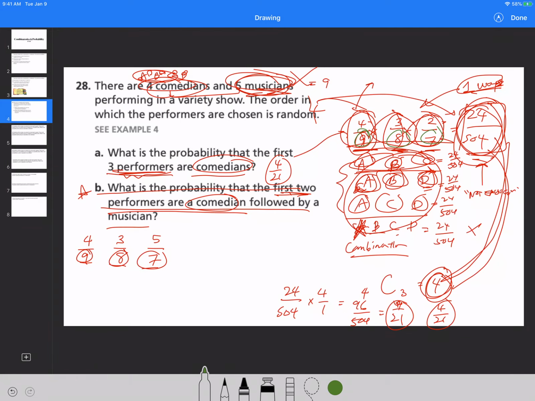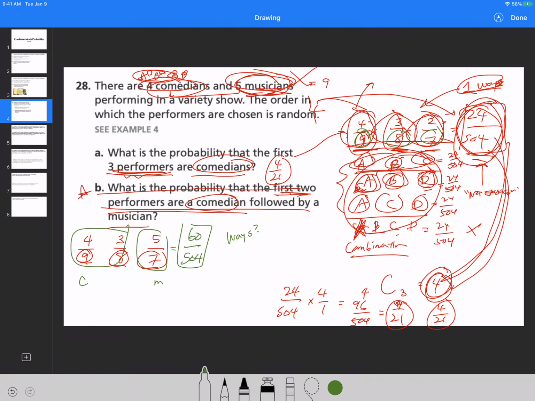You're subtracting 1 each time, and then when you find the probability of this one, it will be 60 out of 504. Okay, I found the probability of one of them happening. But I'm still not done yet, because now I need to find out how many different ways in which this could happen. The first 2 have to be comedians. The last one has to be a musician.